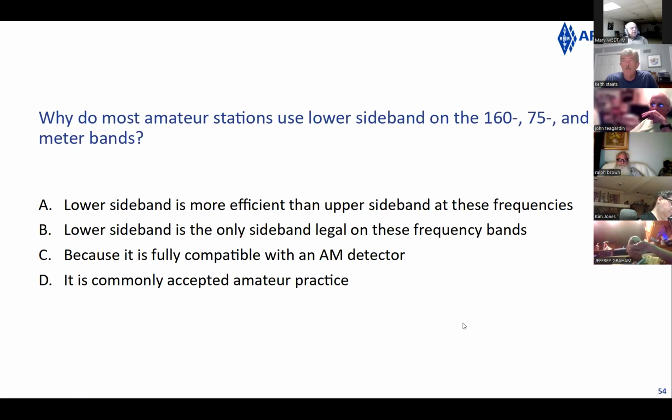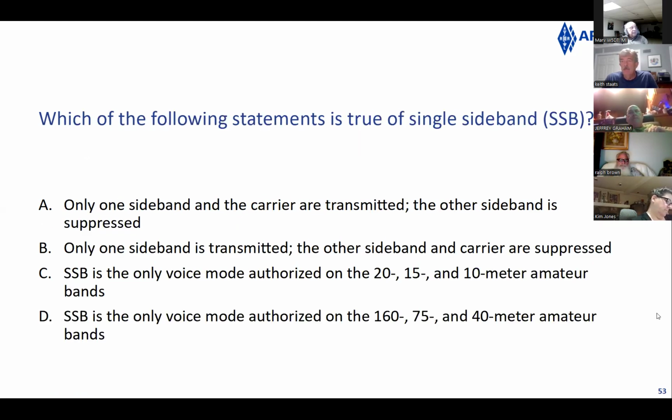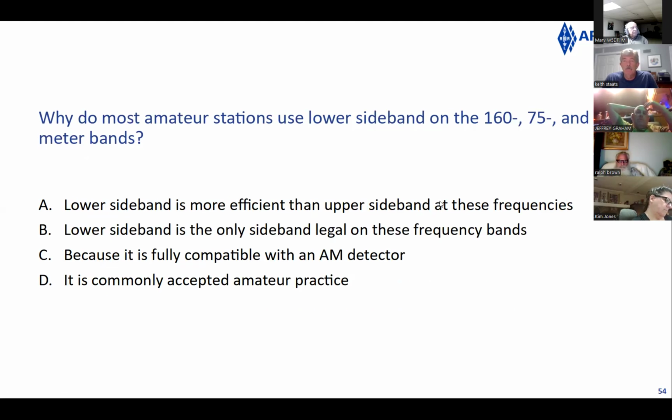Why do most amateur stations use lower sideband on the 160, 75, and 40 meter bands? Lower sideband is more efficient than upper sideband at these frequencies. Lower sideband is the only single sideband legal on these frequency bands because it is fully compatible with an AM detector. It is commonly accepted amateur practice. Yep, Delta. D.